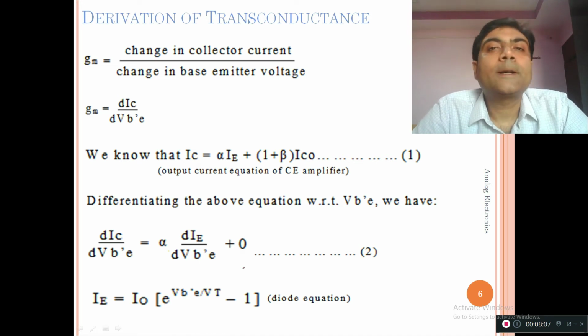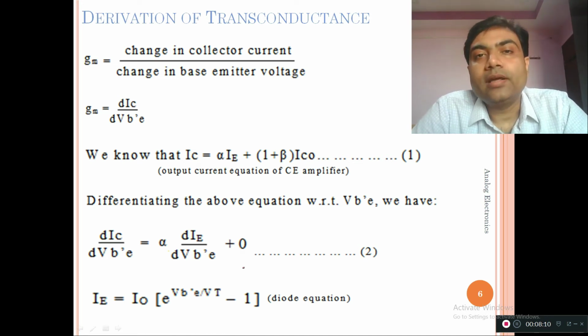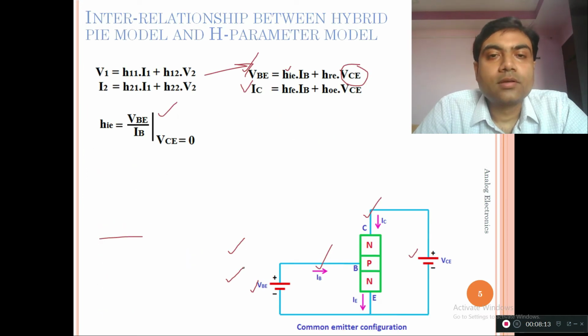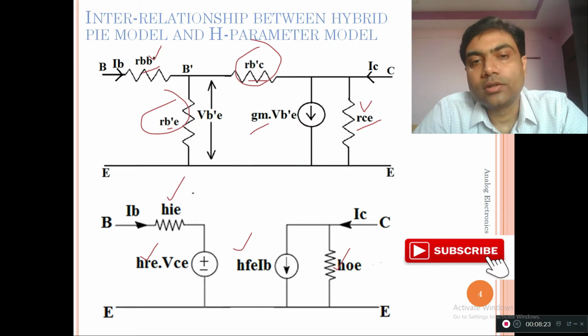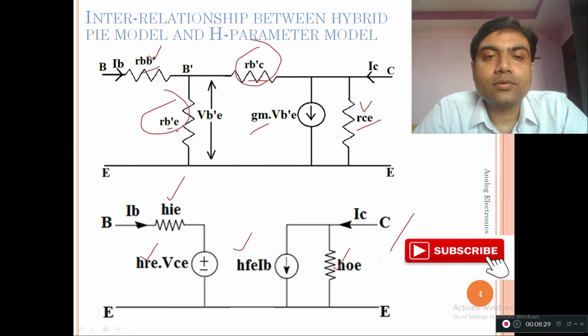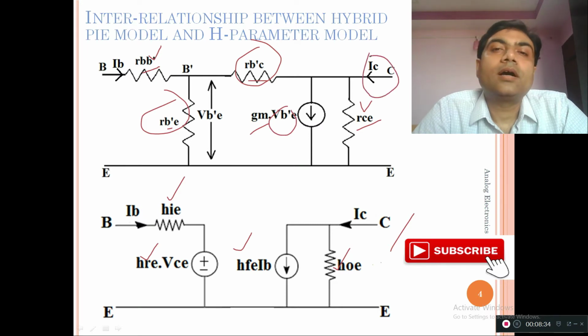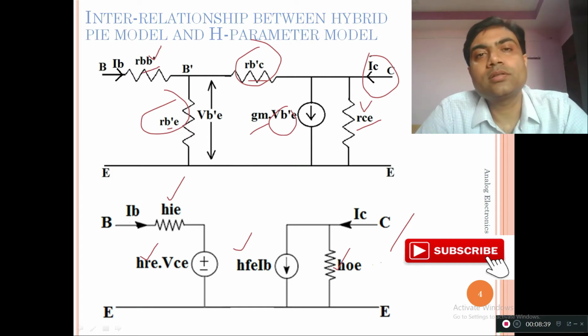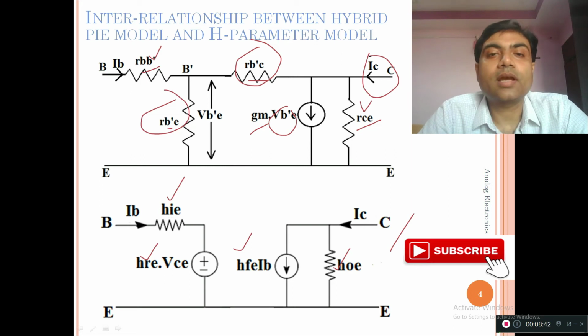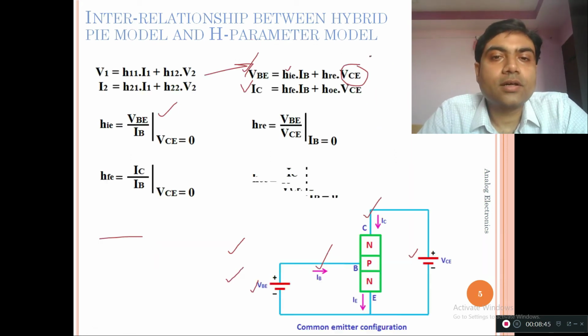Why? Because whatever input voltage we are providing here, I am talking about the first diagram, that is Vb'e, is certainly generating the current IC at the output, and gm relates Vb'e and IC. So we have to first derive the value of the transconductance, and then we can derive the other resistive components and capacitances which are present in the hybrid pi model. Okay, so let's move ahead.